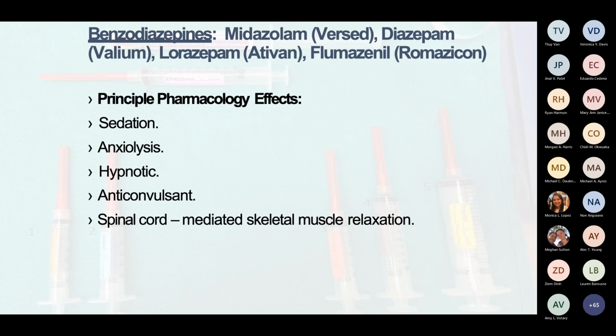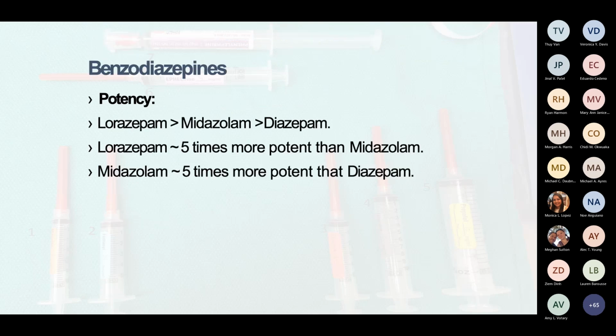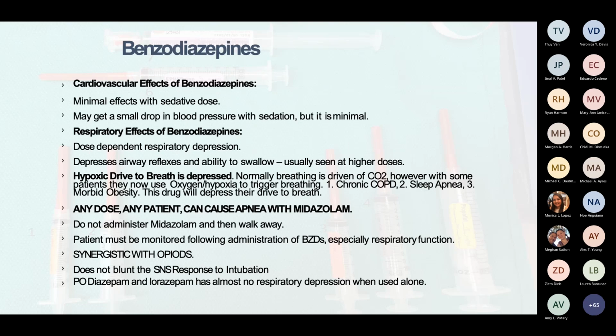Other things, it is an anticonvulsant, so if you have somebody that's high risk or has a seizure history, it may be beneficial for them. And you do get a little bit of skeletal muscle relaxation with it, especially when you move to higher dosages. So as far as the potency, Ativan tends to be the most potent, followed by midazolam and diazepam. We don't give a whole lot of diazepam for anything anymore, but you will see patients that come in from home on it.